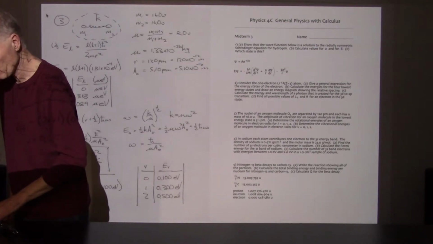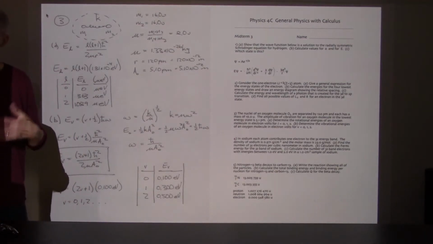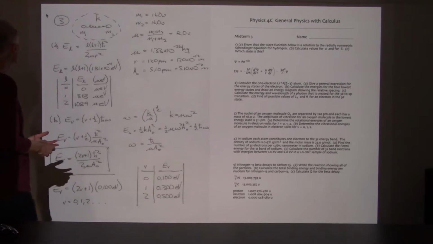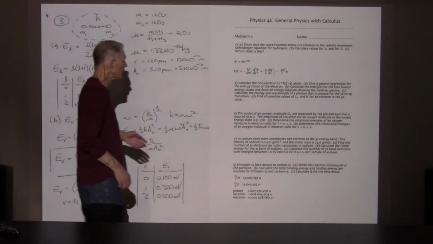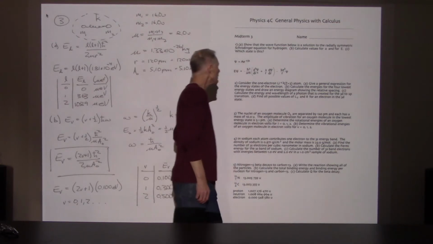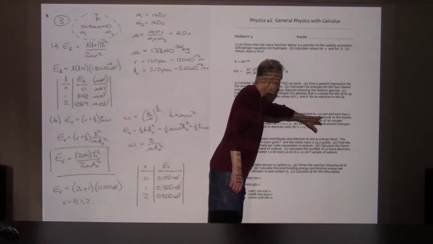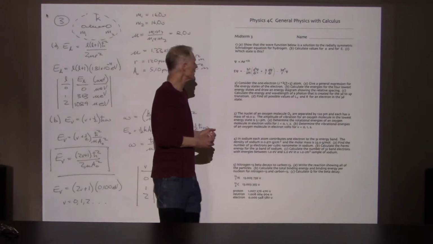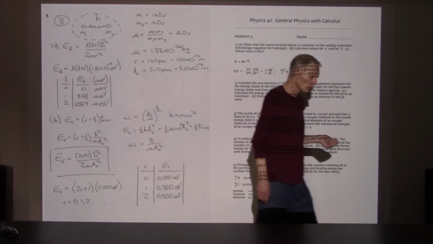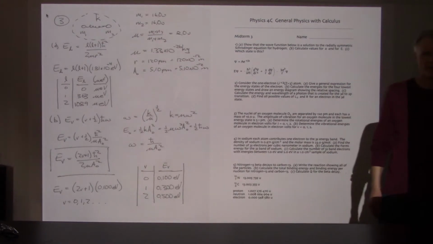In problem 3, we're looking at a diatomic molecule. This is chapter 40 that we've moved on into, and in this particular problem, we're looking at oxygen, O2. They give us a bond length, which is kind of standard. We're used to seeing bond lengths. It does say that each of the oxygens has a mass of 16.